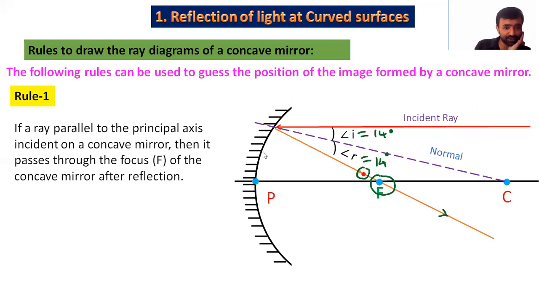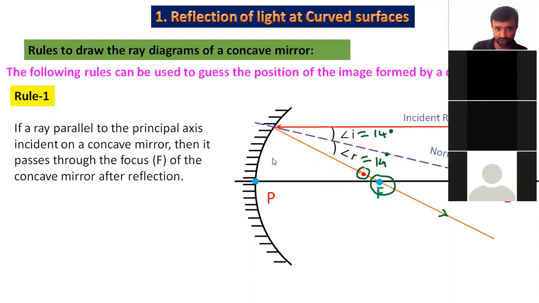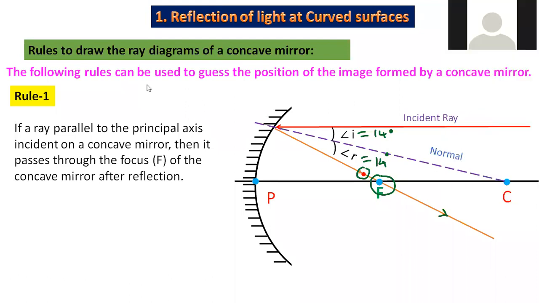So what is the generalization I am giving here? If a ray parallel to the principal axis is incident on a concave mirror, then after reflection it passes through the focus of the concave mirror. Right? Is it clear, everyone? Any confusion? If it is clear, we will go for the second rule. Everyone, give your response. Right? Thank you.